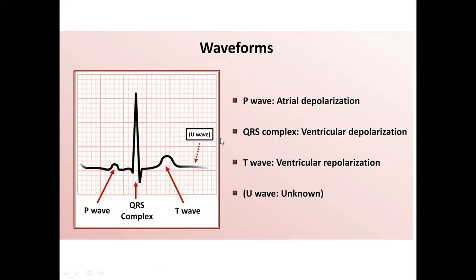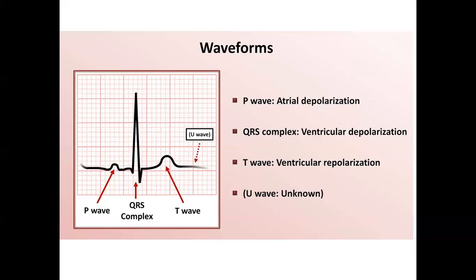So in this picture, we see the P wave here. Why is the P wave produced? The P wave is produced because of atrial depolarization. The QRS complex is produced because of ventricular depolarization. The T wave is produced by ventricular repolarization. Depolarization means the active phase, action potential, but repolarization means the resting phase. When the heart is in the resting phase, that is when this wave is produced, right?